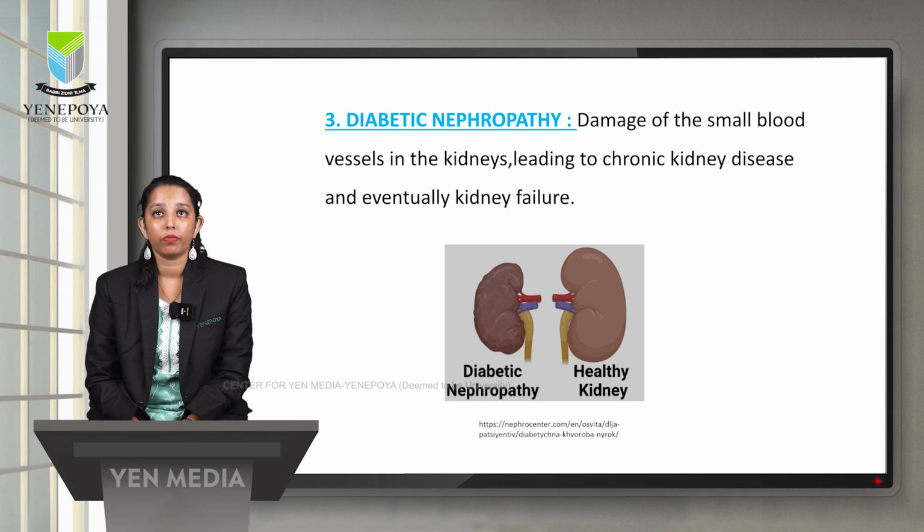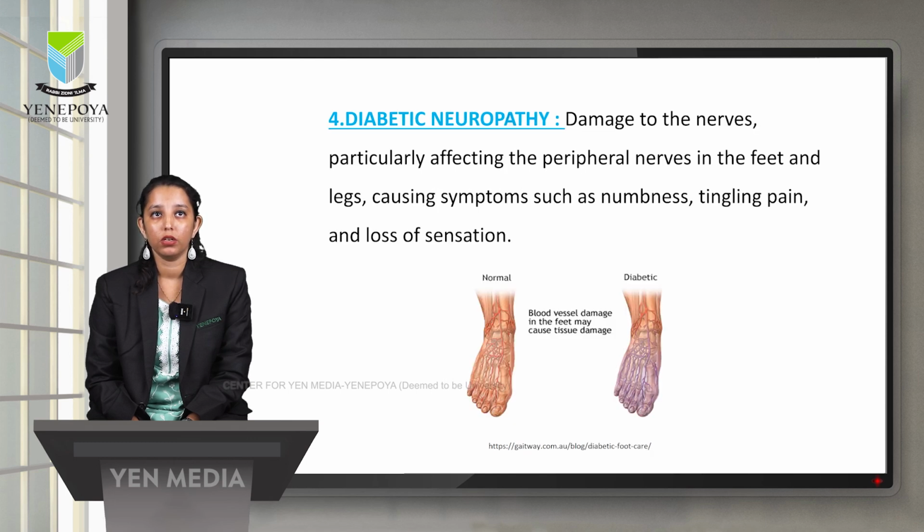Diabetic nephropathy. Damage to the small blood vessels of the kidney leads to chronic disease and eventually kidney failure. Diabetic neuropathy. In this case, the peripheral nerves of the feet and the legs get damaged, where there are symptoms such as numbness, tingling, pain and loss of sensation.